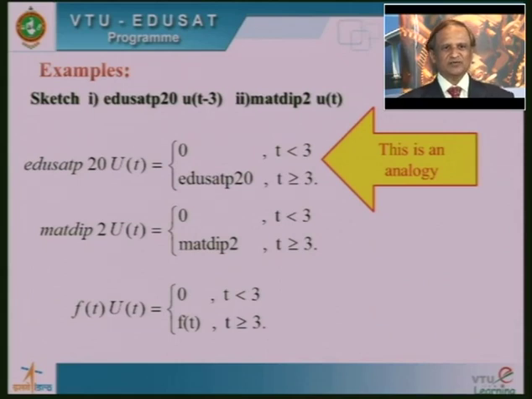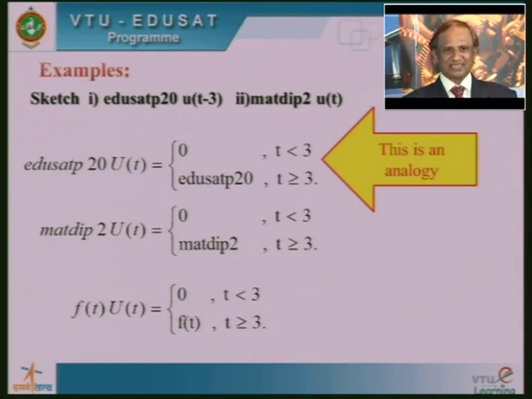Edge chart p20 means edge chart program 20 into u of t minus 3. Math diff means mathematics, advanced mathematics for diploma 2 into u of t. How are we going to write this down mathematically? It is very simple. You can write down edge chart p20 into u of t. This is equal to 0 when t is less than 3. Edge chart p20 when t is greater than or equal to 3.